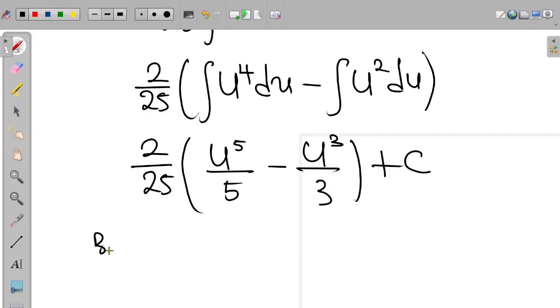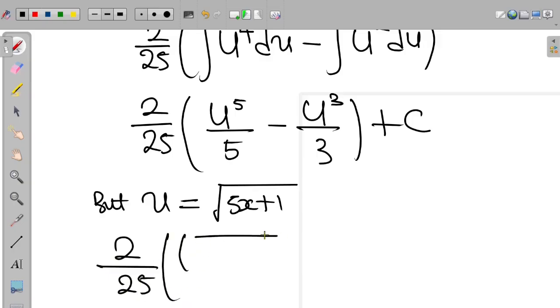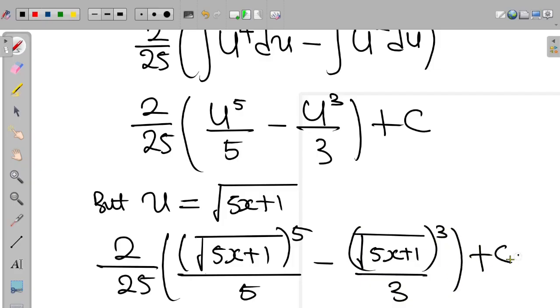But recall that u was giving us root of 5x plus 1. So therefore, we have it now to become 2 divided by 25, open your bracket. We have root of 5x plus 1 all to the power of 5 divided by 5, minus root of 5x plus 1 all to the power of 3 divided by 3, enclosed in the bracket, plus c.